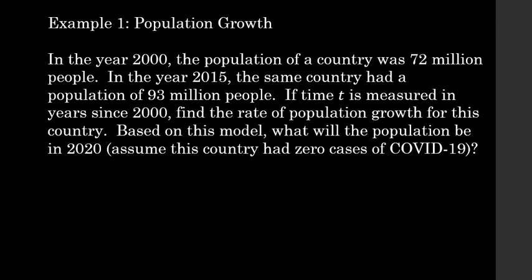There are really only a couple of different types of questions I can ask you between these three real-life applications. So, in the year 2000, the population of a country was 72 million people. In the year 2015, that same country had a population of 93 million people. If time t is measured in years since the year 2000, find the rate of population growth for this country. Based on this model, what will the population be in the year 2020?